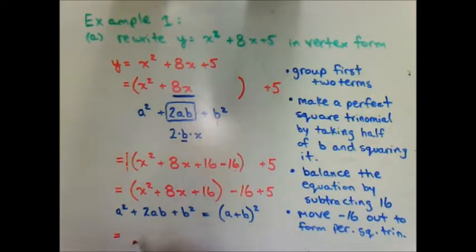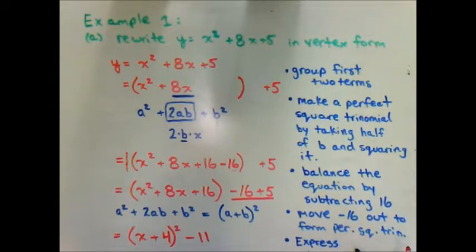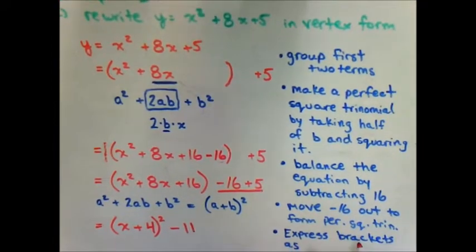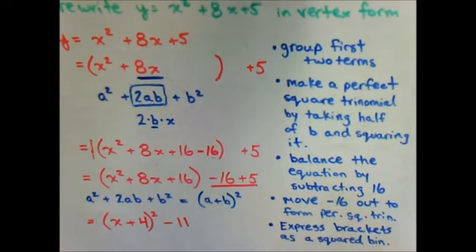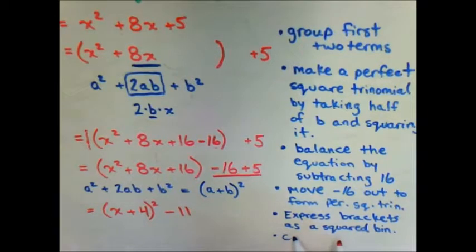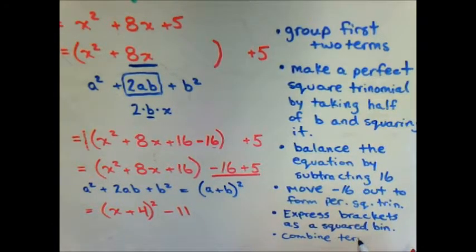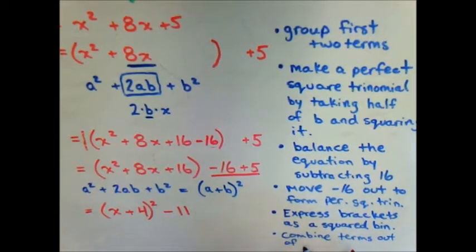Express as a squared binomial. In this case, a is x, and b, we said, is 4, right? Because 4 squared is 16. So the square root of 16 is 4. And now it's expressed as a squared binomial. Outside the brackets, we have negative 16 plus 5, which is minus 11. So our last thing that we did there is express the brackets as a squared binomial and combine terms outside of brackets.